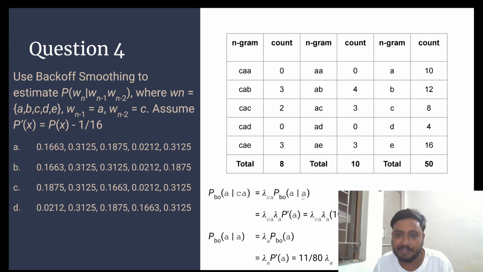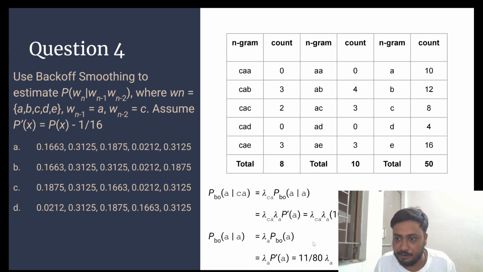So who are the rich? The non-zero values. And who are the poor? The 0 values. That is why in back off models we always use the discounted probability. Whatever you are discounting from any part actually goes and forms a part of the non-zero values. If there was no back off, the probability a given ca would have been 0. But due to back off, this will get some value.